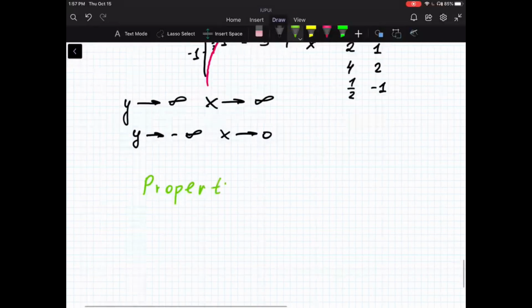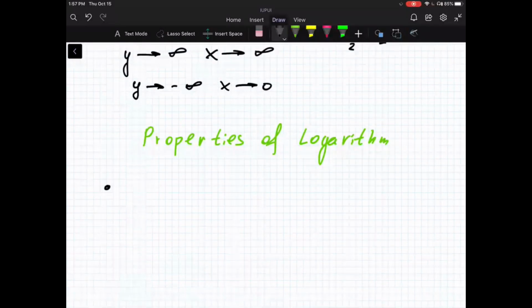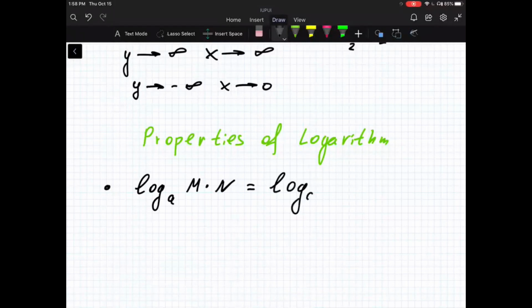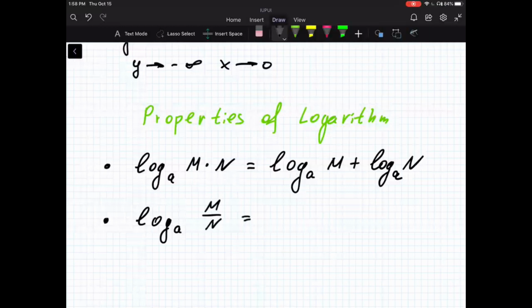What are the properties of the logarithms? There are 3 main properties. First of all, the logarithm of m times n with base a is the same as the sum of the logarithms. Similar story with the ratio of 2 numbers, m divided by n. This is the logarithm of m, but in this case it's minus the logarithm of n with base a.